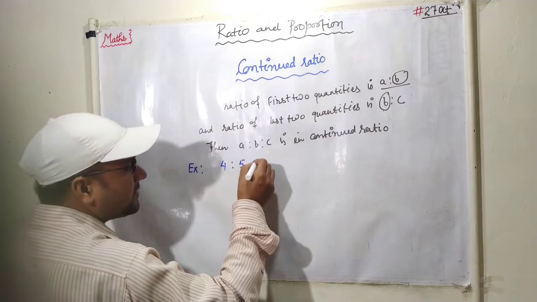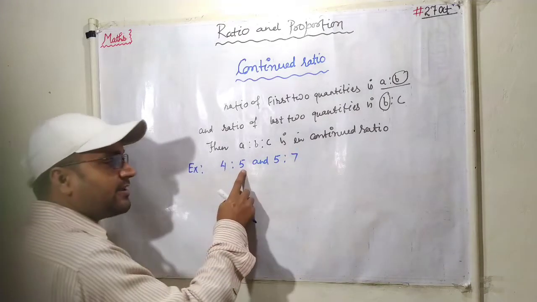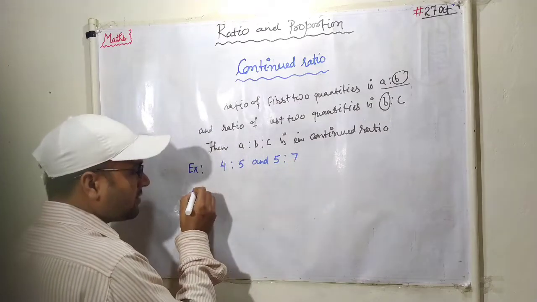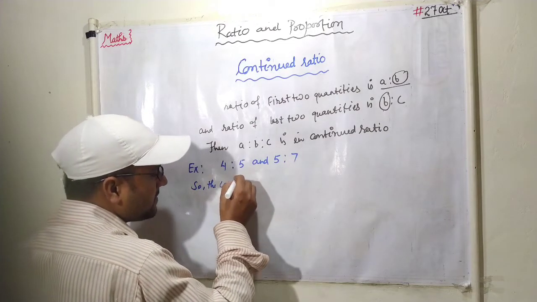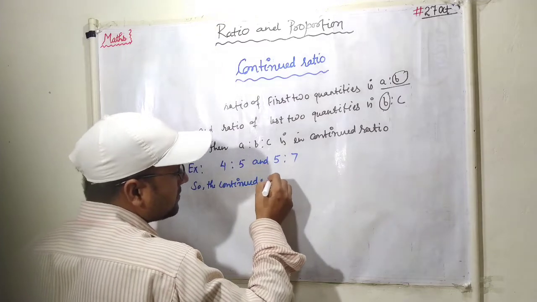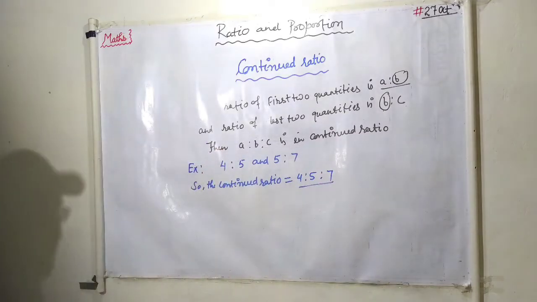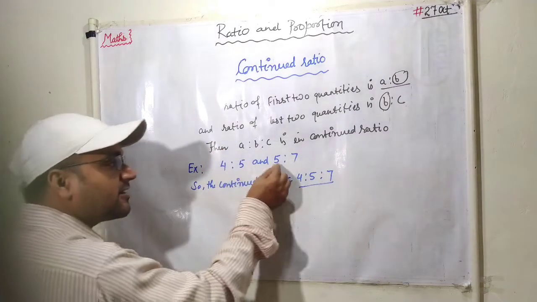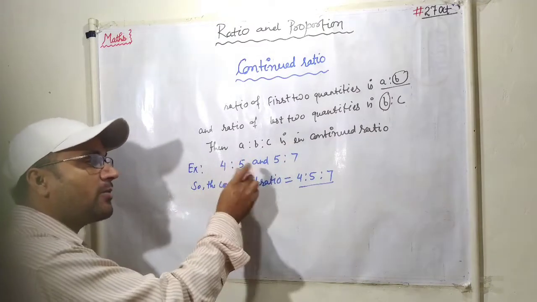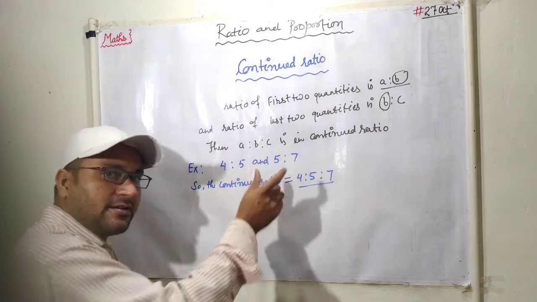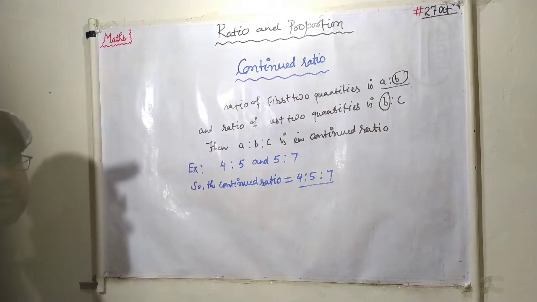See the example. 4 is to 5 and 5 is to 7. A is to B, B is to C. So find the continued ratio. The continued ratio is equal to 4 ratio 5 ratio 7. Easy now, students. If the middle term or second term B is common in the first ratio and in the second ratio, then it is very easy to find it. Suppose it is not common, then how will you find the continued ratio?